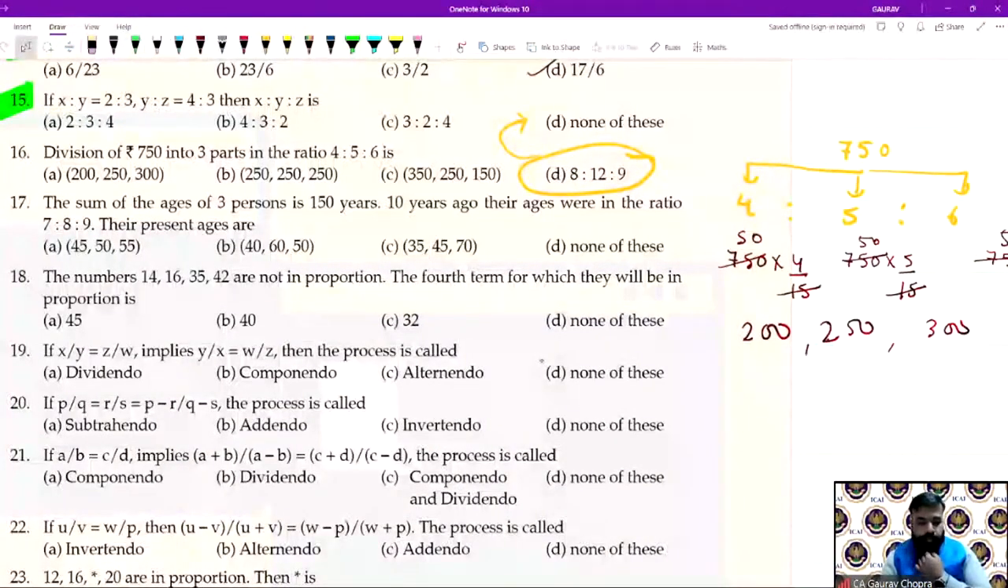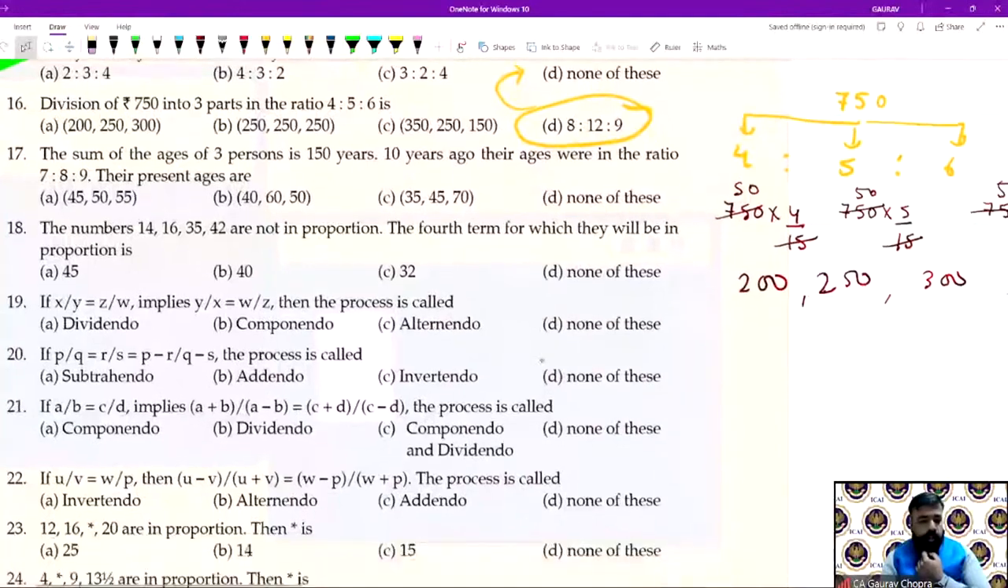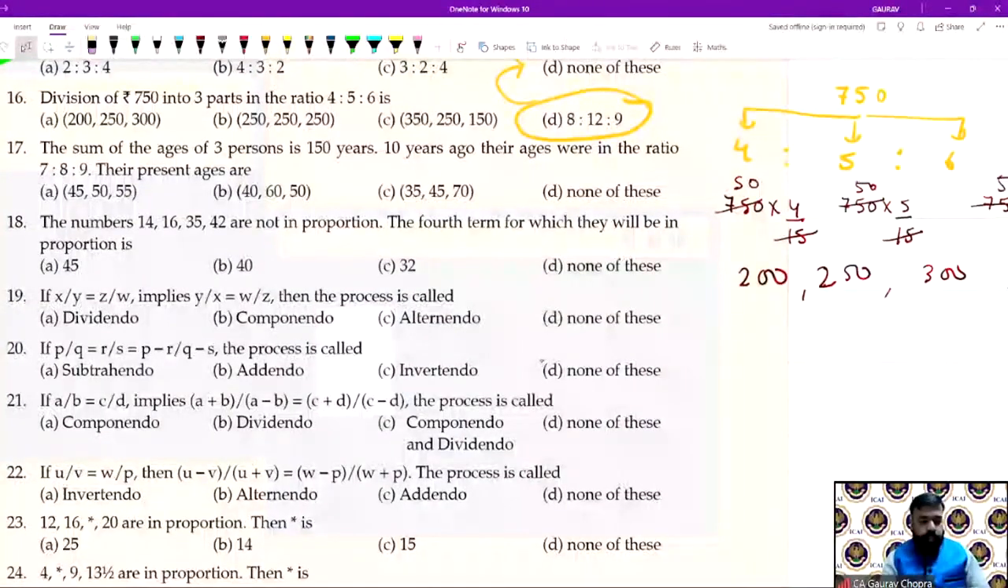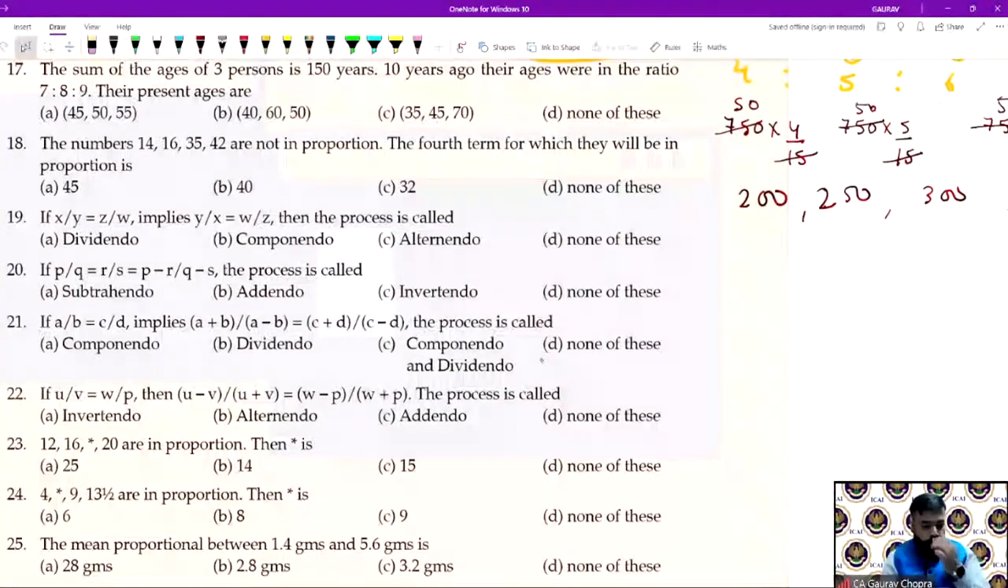Now, again, 17 is similar. You can do this. Then question number 18 is also similar to the proportion that we have done.